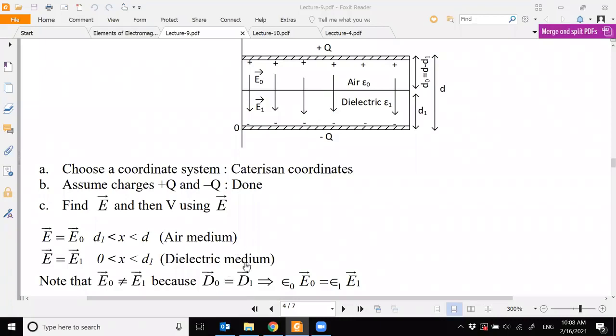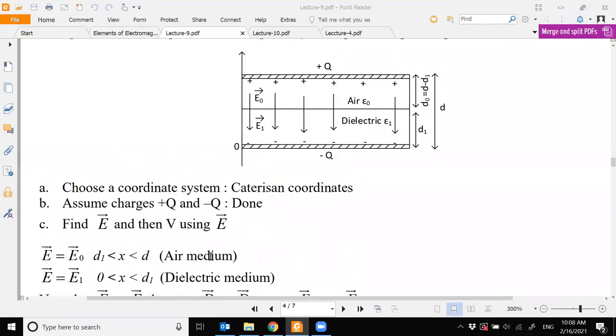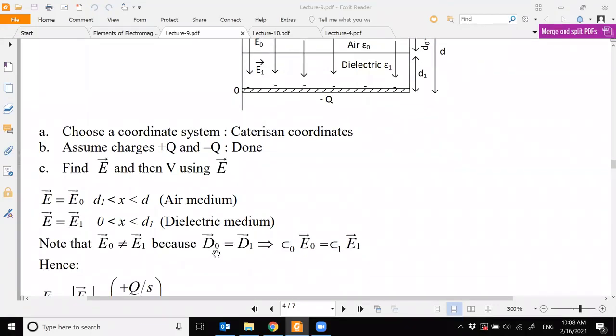D0 bar is equal to D1 bar. So now I'm directly writing in vector form. Why am I writing in vector form? Because my electric field is made up of only the normal component. That's why D0 bar must be equal to D1 bar, or epsilon 0 E0 bar must be equal to epsilon 1 E1. So this boundary condition must be satisfied.